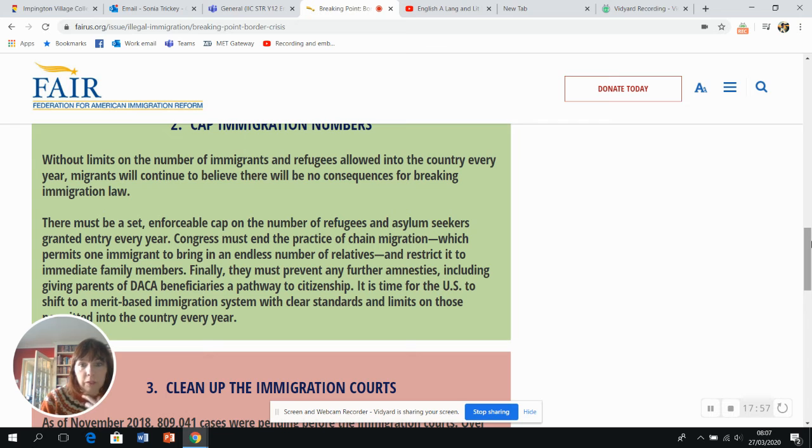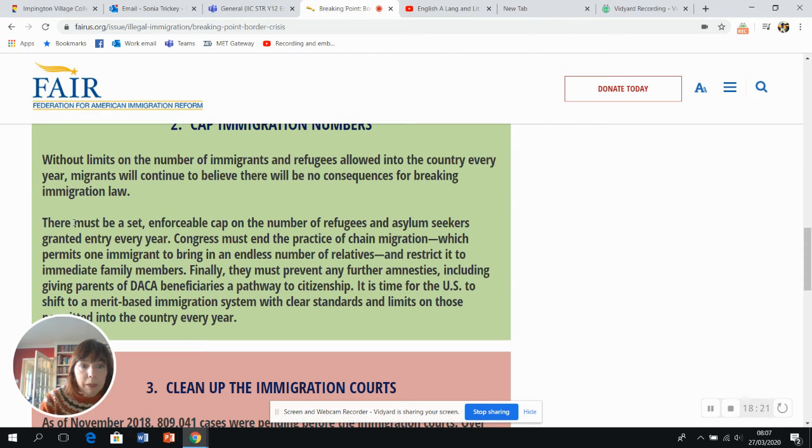So here again, we have the criminalization of migration. "There are no consequences for breaking immigration law." And it again makes it sound like the people who are coming over the border are criminals, and they are exploiting a weakness in the situation.